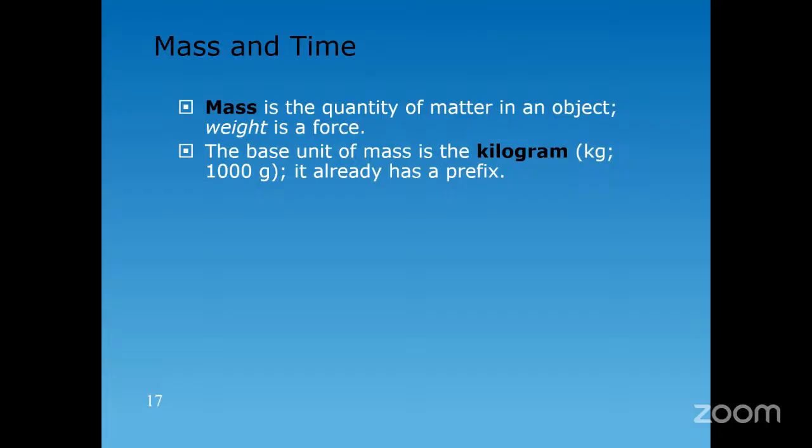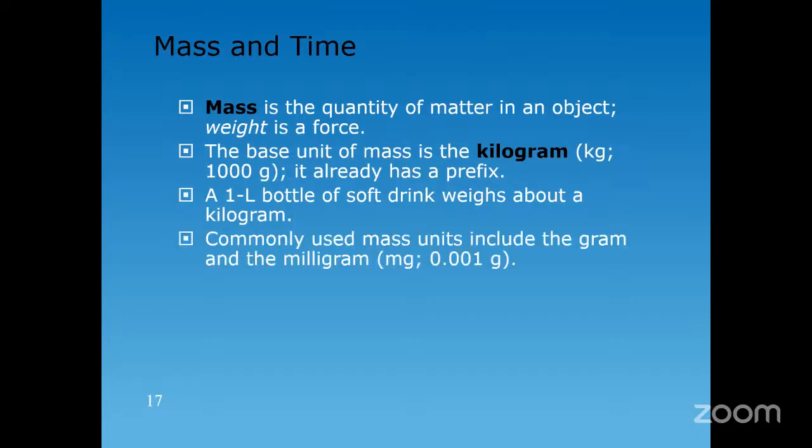So as we said before, 1 kilogram is equal to 1,000 grams, all right? Just to give an idea of what we're talking about here, a 1 liter bottle of soft drink has a mass of about 1 kilogram, all right? And there are some other units that are commonly used as well. You have the milligram unit, you have the gram unit, and so on and so forth, all right?